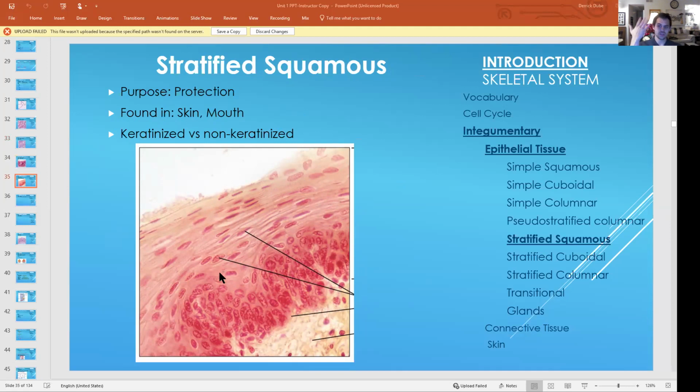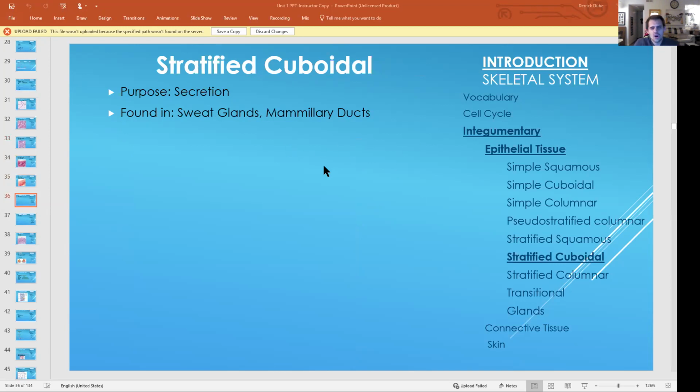And then the keratinized, which is going to be found on the outside of your skin, creates an extra toughness to those cells so that it can be a little bit more protective, and it's going to keep things from getting in through those layers. Whereas this is less protected. It's going to slough off a little bit easier. Things are going to be able to travel through these cells a little bit easier because they don't have that keratin, which is essentially hardening the cells in a way.